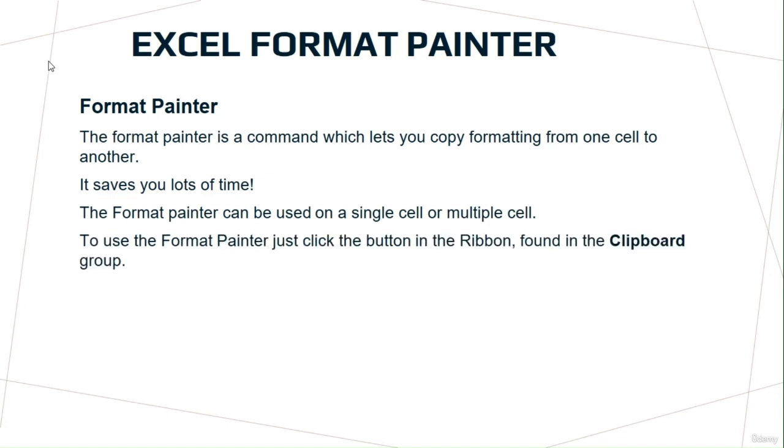To use this Format Painter feature, just click on the button. There's a button called Format Painter in the ribbon. Now, this button is found in the Clipboard group of Excel. Let's take a look at that.